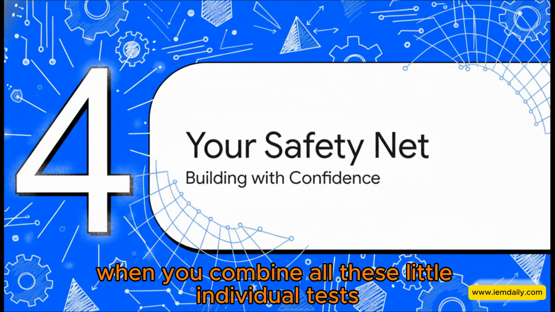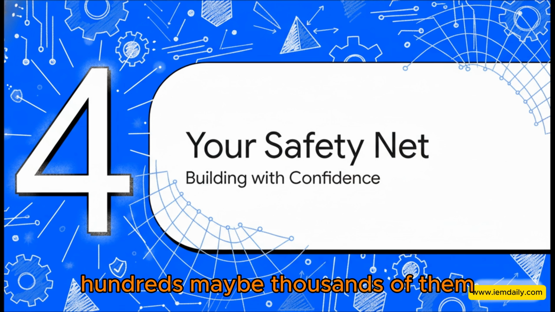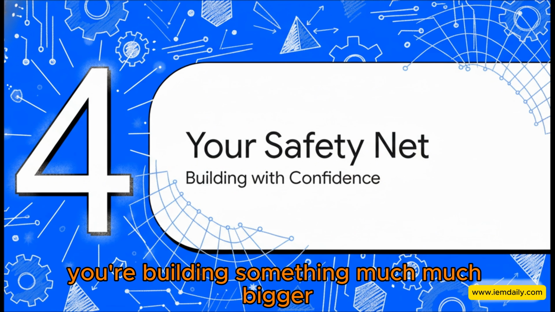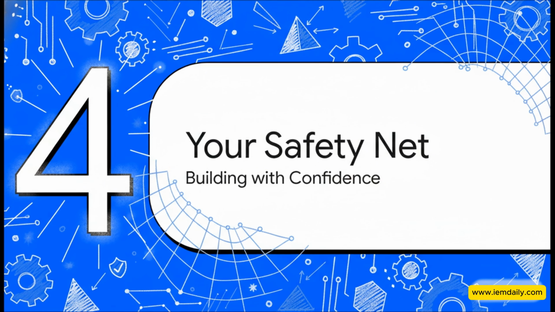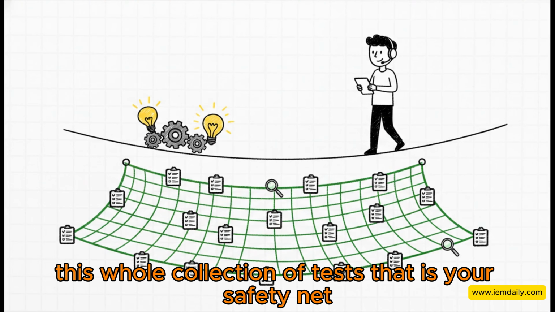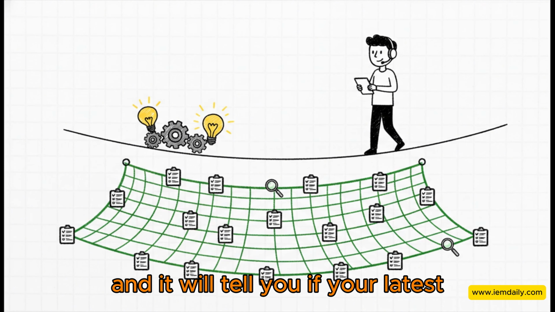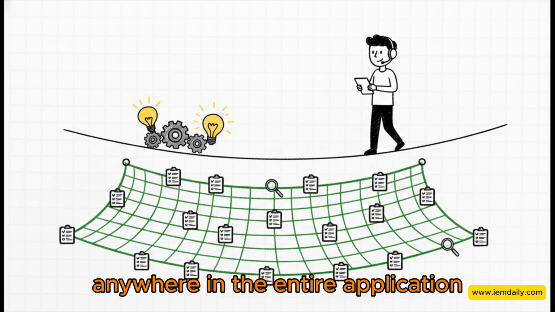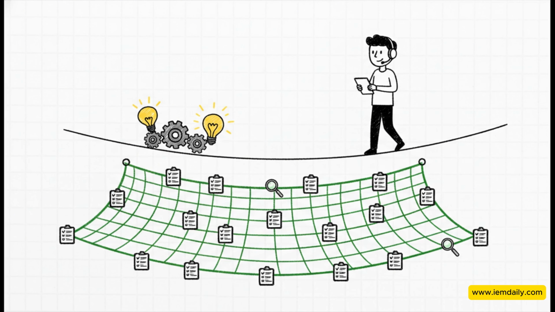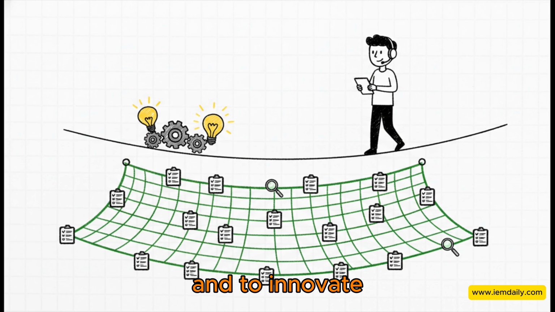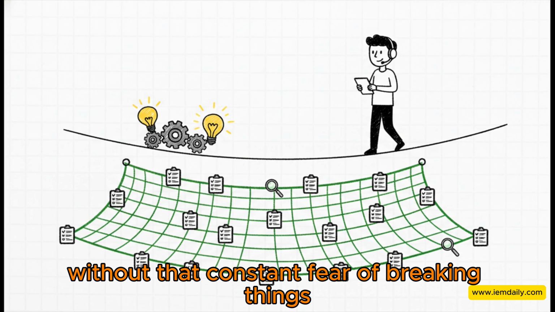When you combine all these little individual tests, hundreds, maybe thousands of them, each one checking a tiny piece of your application, you're not just writing tests anymore. You're building something much, much bigger. This whole collection of tests, that is your safety net. It's this system that you can run in seconds, and it will tell you if your latest change broke anything, anywhere in the entire application. And that gives you the freedom, the confidence to make changes, to improve your code, and to innovate without that constant fear of breaking things.